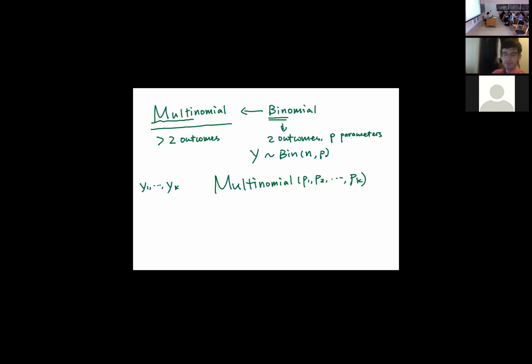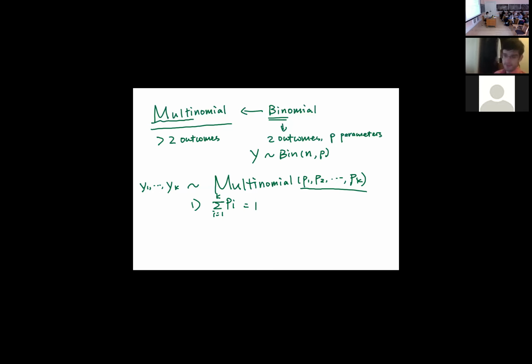So a few points over here. First of all, the sum of all the p_i, i from 1 to k, is 1. Just like binomial, if you have success probability p, then failure probability is 1 minus p. But with multinomial, I have more than 2, but they still sum up to 1.